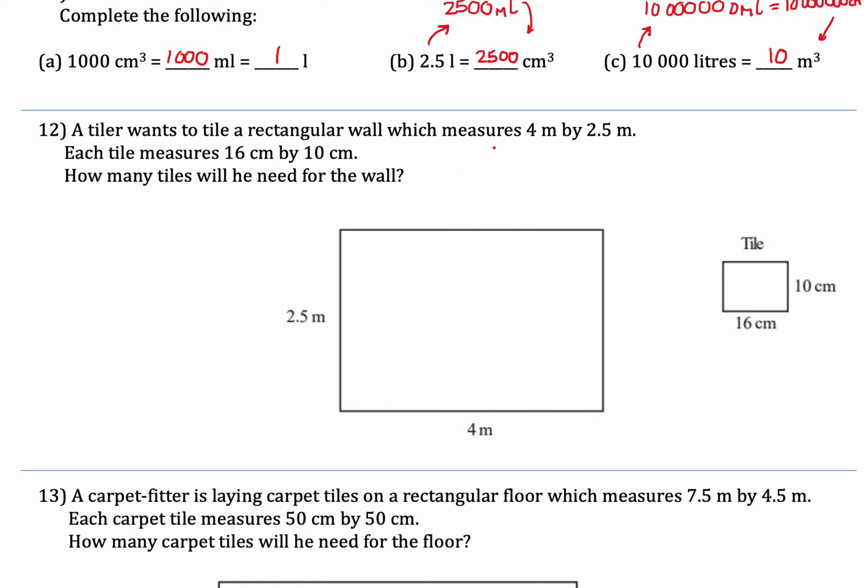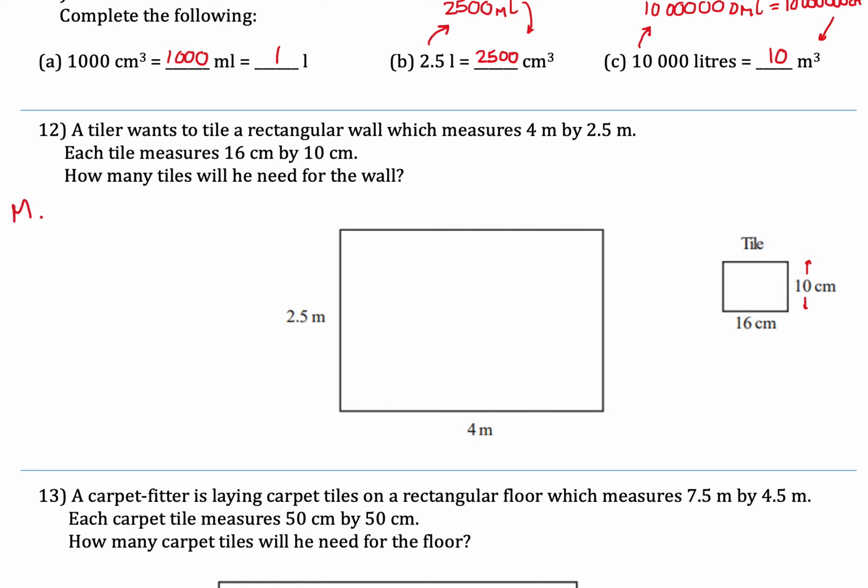Okay, so to just check that, just make sure that 10 centimeters goes into the height of the wall, 2.5 meters, yes it does, and 16 centimeters does go into 4 meters, so that'll be 400 centimeters. Just do a quick division, 400 divided by 16, yes it goes in exactly. Okay, so there's not going to be any leftover space. I'm going to show you 2 ways to do this question.